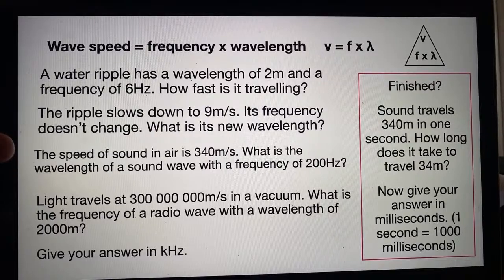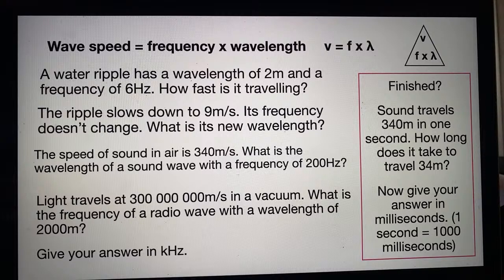The speed of sound in air is 340 meters per second. What is the wavelength of a sound wave with a frequency of 200 hertz? Light travels at 300 million meters per second in a vacuum. What is the frequency of a radio wave with a wavelength of 2,000 meters?